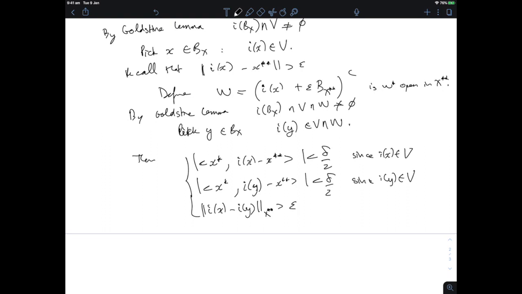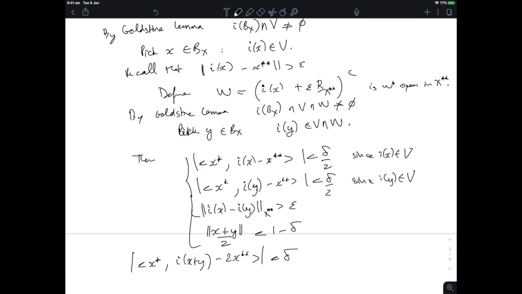Right. But that tells me that, because this is the same thing as the norm of x minus y, this also implies by uniform convexity that the norm of (x plus y) over 2 has to be smaller than 1 minus delta. This is going to give a contradiction, because if I add up the first two lines, I get that x star times I(x plus y) minus 2x double star has to be smaller than delta.